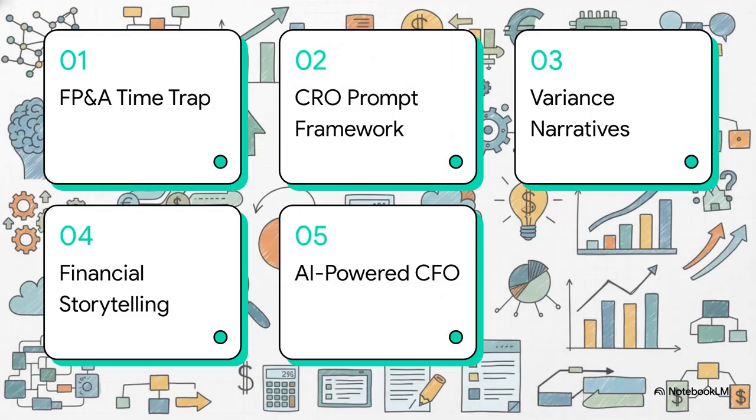Okay, so here's our roadmap for today. 1, we'll hit the FP&A time trap. 2, we'll dive into the CRO prompting framework. 3, automating variance narratives. 4, the art of financial storytelling. And finally, 5, we'll look at the AI-powered CFO of 2026.